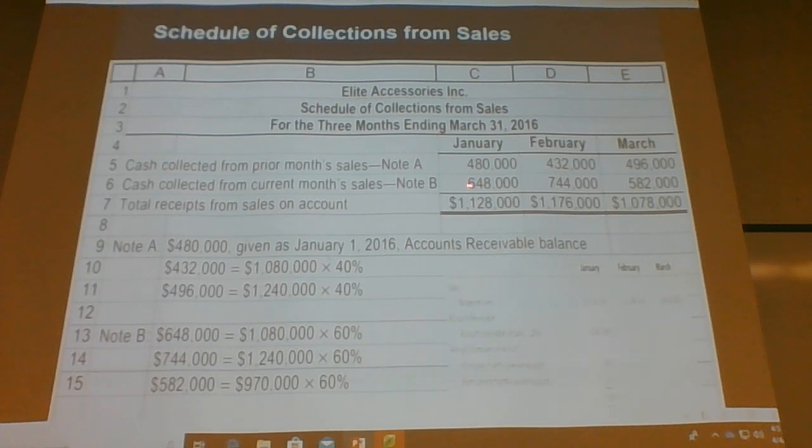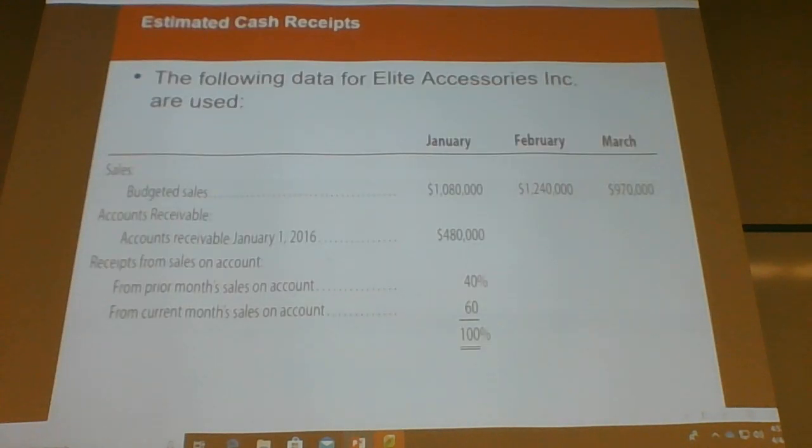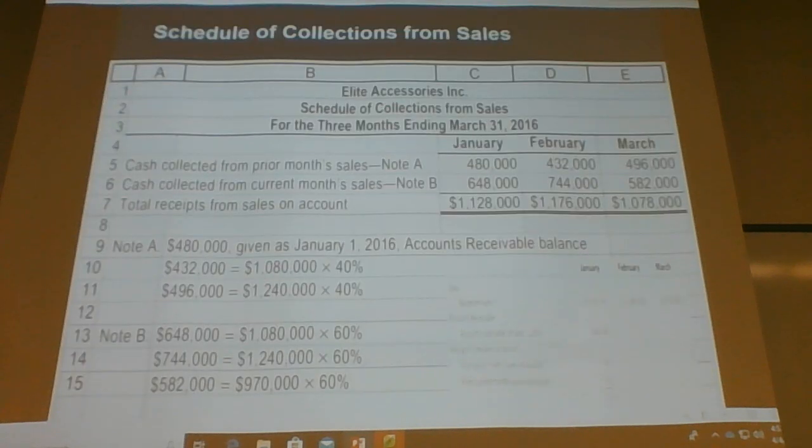We plot that here, add the two numbers, and we say, okay, in January, we're going to get 1,128,000. And I'm not going to go through March in the interest of time, but we do have the calculations here. You'd have to go back a couple of slides, but we have the March budgeted sales there, 970,000. And so you can do the same thing using these figures for the month of March.